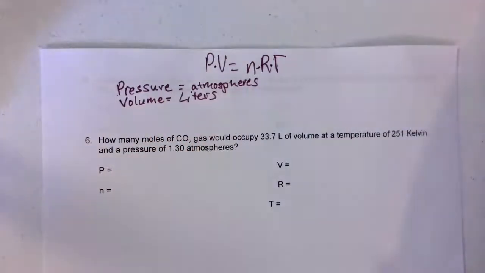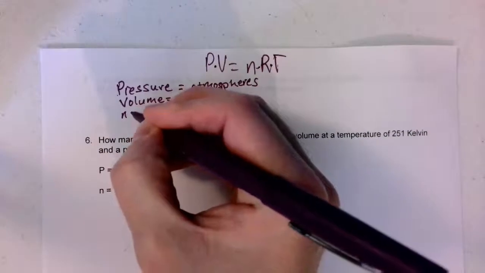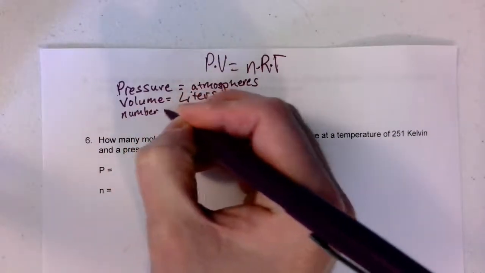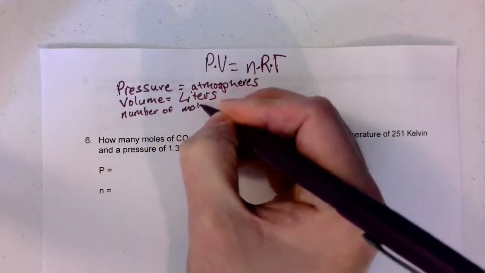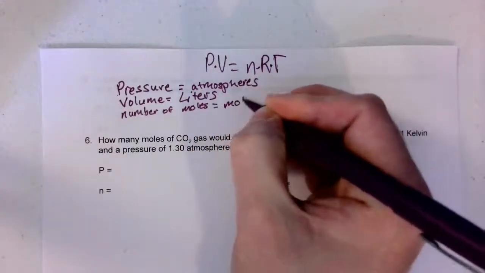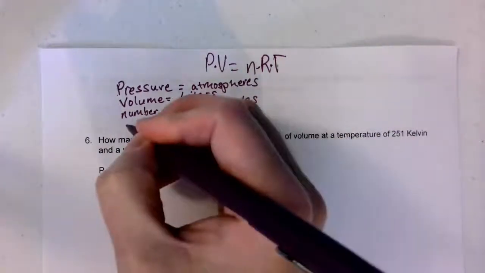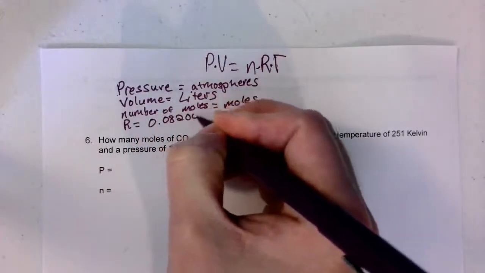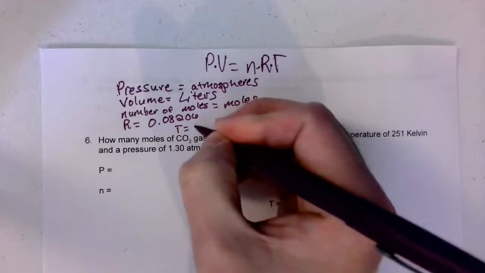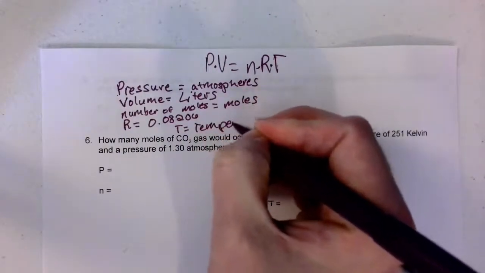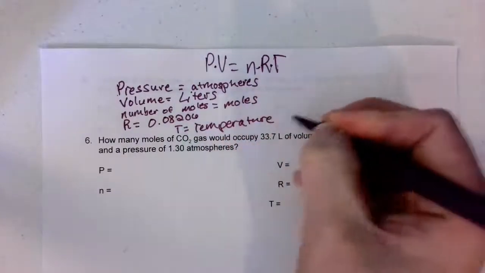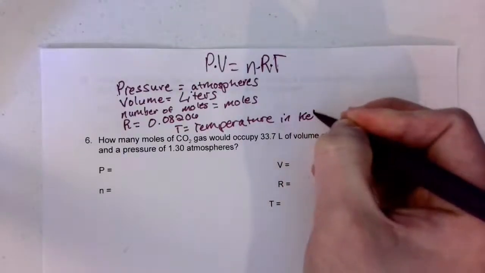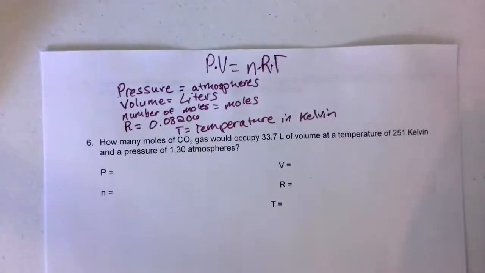It wasn't a problem on the last sheet, but on this sheet there is a new thing where you have to do some conversions. N is the number of moles, and that has to be in moles. R is this number, 0.08206. It's just a constant. And T is the temperature, and it has to be in Kelvin.